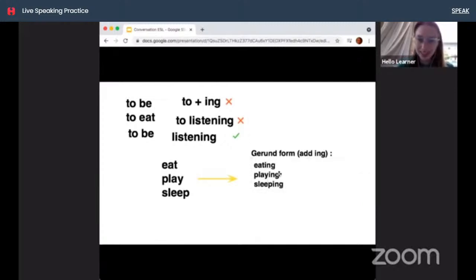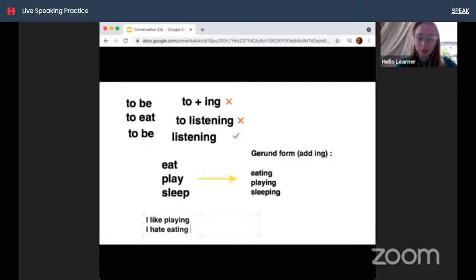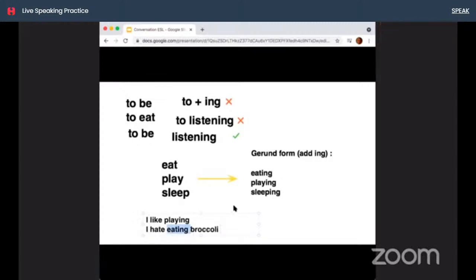When we use the gerund, it's used like a noun. So we can use ing verbs not like a noun, but as a gerund, it's always used as a noun in the sentence. So for example, I like playing. I hate eating broccoli. So the eating becomes the noun. That's what a gerund is.